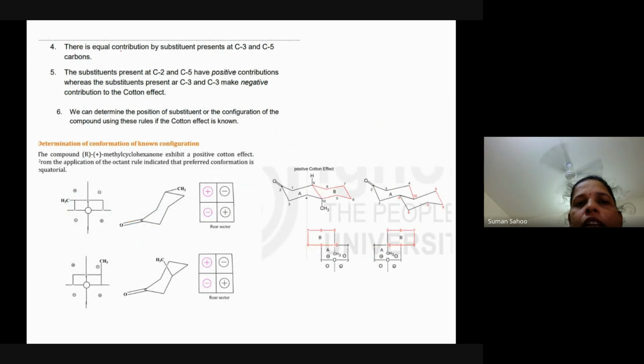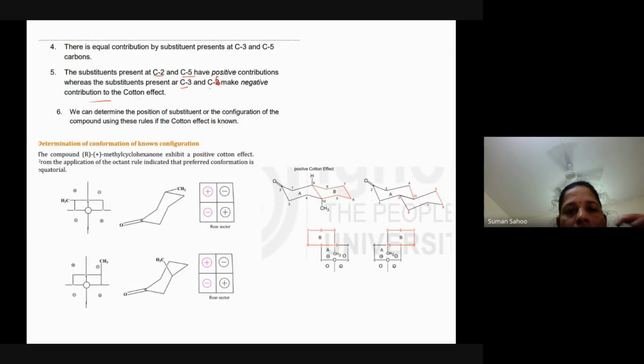There is equal contribution by substituents present at C3 and C5 carbons. The substituents present at C2 and C5 have positive contributions, whereas the substituents present at C3 and C6 make a negative contribution to the Cotton effect.